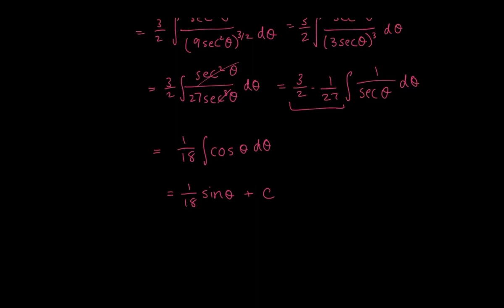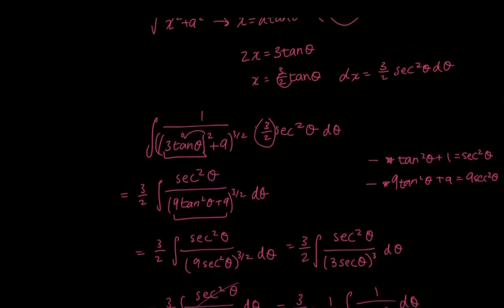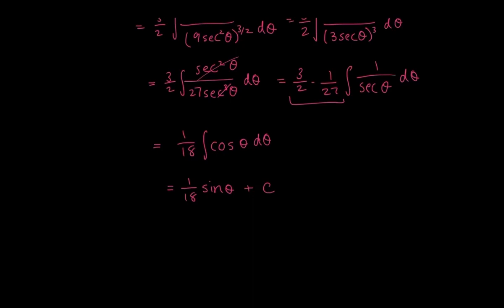The very last step I have to do is substitute back my original variable, which was x. So going back to my definition, I said that x is equal to 3/2 tan theta, so let me write that over here. x is equal to 3/2 tan theta. And now I want to isolate that tan theta, so tan theta is equal to, dividing by 3/2 on both sides, 2x over 3. And I'm doing this because I know that tan theta is equal to the opposite over the hypotenuse of a triangle.